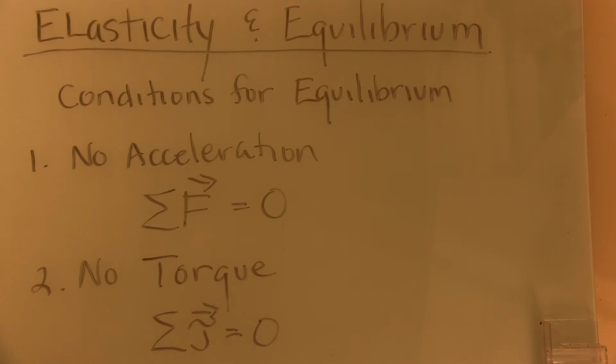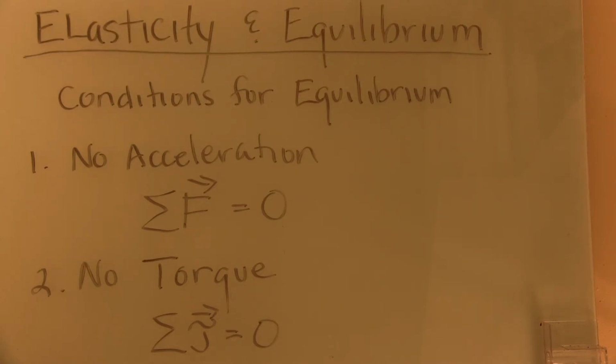Oftentimes, we are interested in making sure that bodies do not move, such as a building or a bridge. In order to do so, we must satisfy the conditions for equilibrium. The first condition for equilibrium is no acceleration. In other words, the sum of the forces acting on the body has to equal 0.